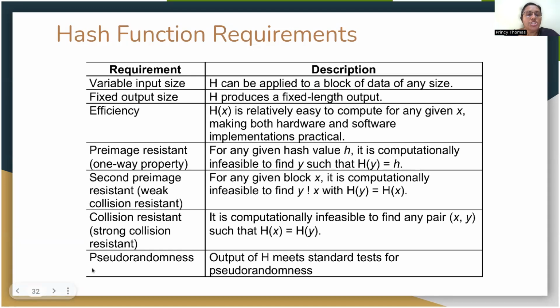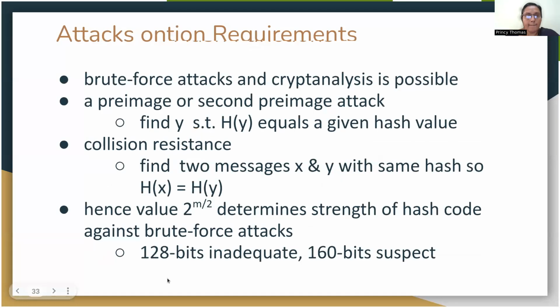Then pseudo randomness: the output hash H must meet the standard tests for pseudo randomness. So it should look like the hash value is random. Now we're going to look at attacks on hash functions. Two types of attacks are possible: brute force attack and cryptanalysis. Now a pre-image or second pre-image attack is finding a second message Y for a given message X.